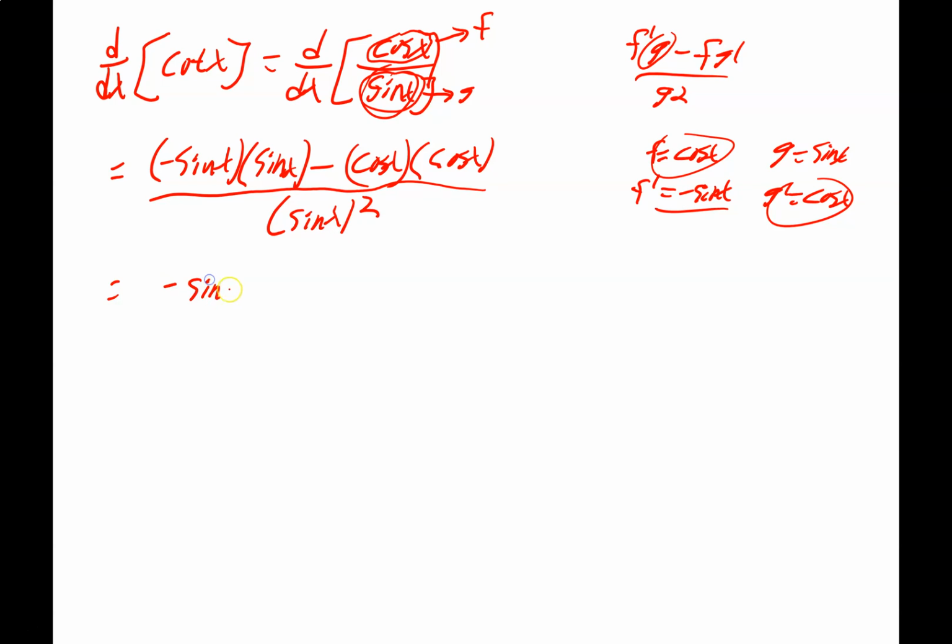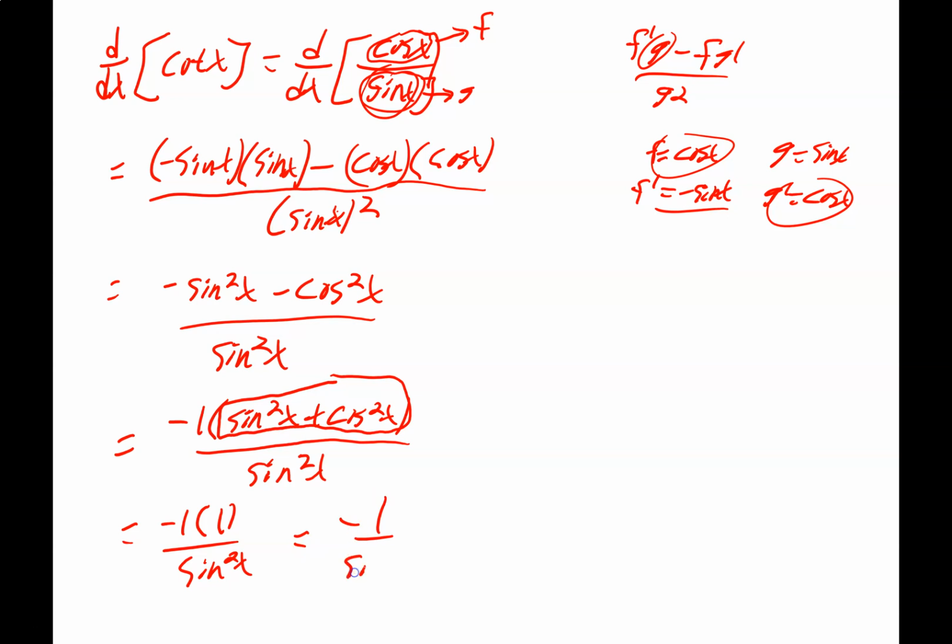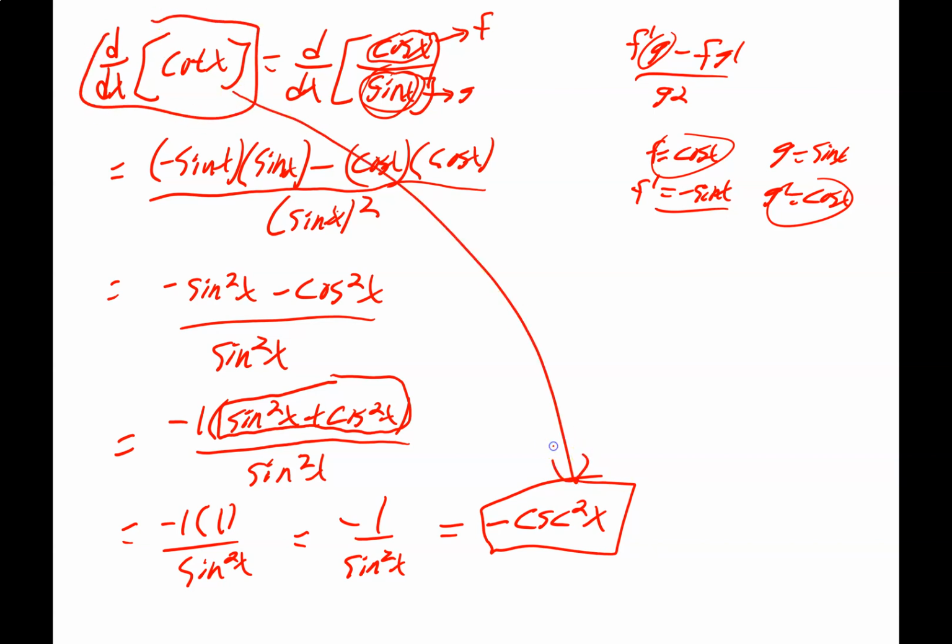So that's going to give me a negative sine squared x minus a cosine squared x all over, let's write that sine of x squared like this, sine squared x. Now you might say, oh, it's not quite the Pythagorean identity like we had last time. Let's factor out a negative 1 on top, which will give me a positive sine squared plus cosine squared all over sine squared, which gives me negative. And again, sine squared plus cosine squared is the Pythagorean identity for 1. So I get negative 1 over sine squared. And again, the reciprocal of sine is really the cosecant, so that makes the negative cosecant squared of x, which is in fact the derivative of the cotangent.